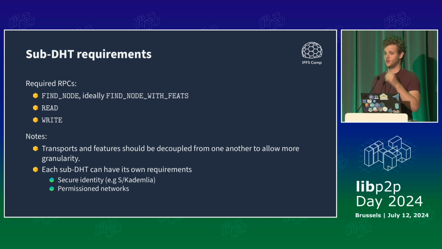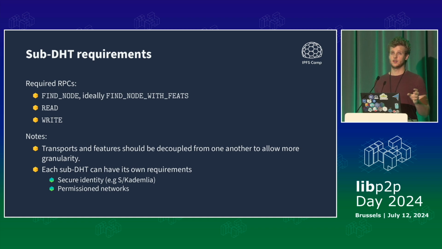Now, what are the requirements to run a sub-DHT? Because it's a distributed key value store, you want nodes to be able to read and write to your sub-DHT, and for routing soundness and to be able to find the right location to write and read, you want the find node, or the find node with feats, RPC. And that's basically all you need to create a new sub-DHT.